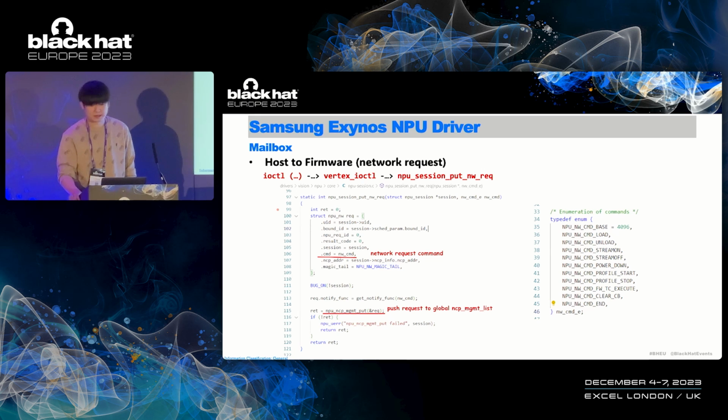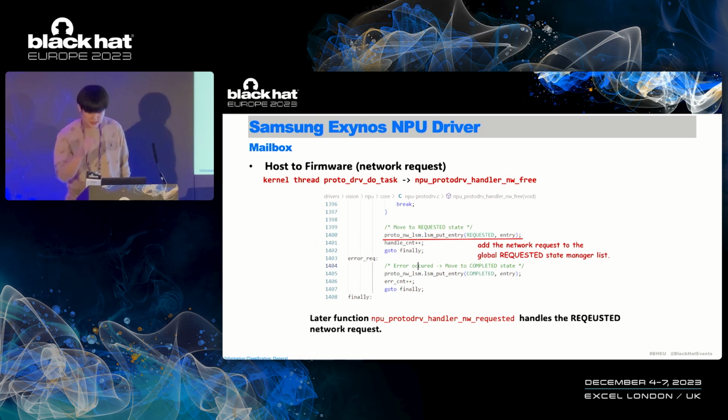When user space sends the NPU request to write control, the driver will generate a request structure and put it into a global request management list, which is for in-queue all the requests from different tasks. The kernel worker task, which we talked about earlier, will serialize them on the ring buffer.